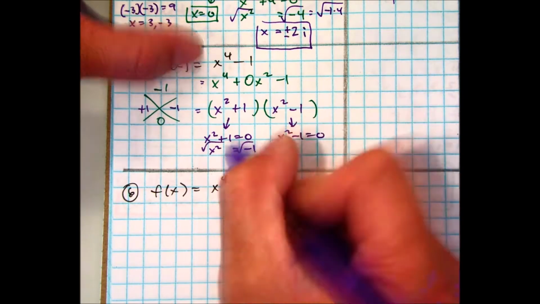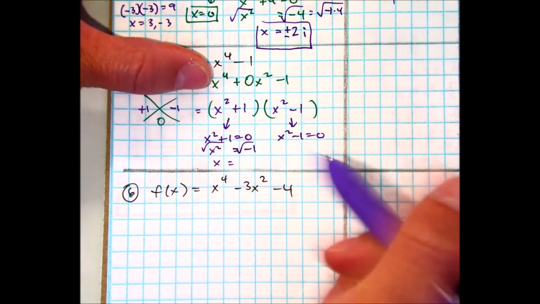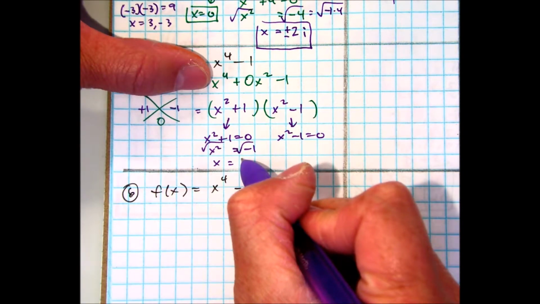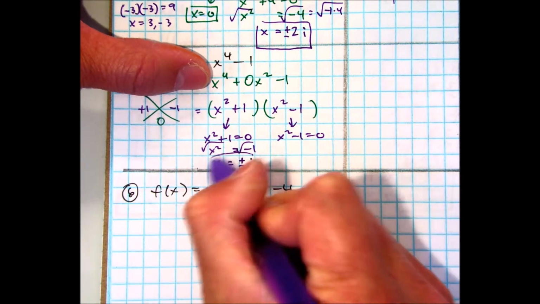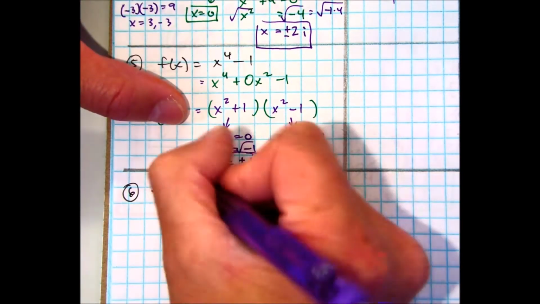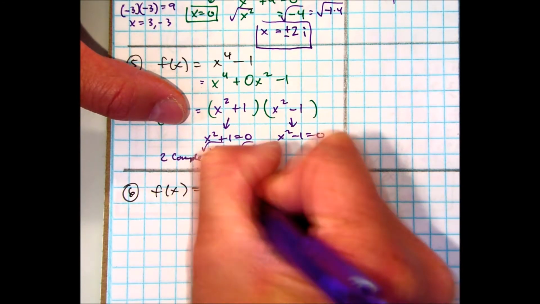I take the square root. X is equal to what? 1i. What kind of i? Plus or minus. So there are what? 2 of those. 2 complex.